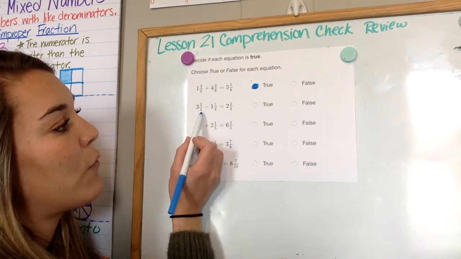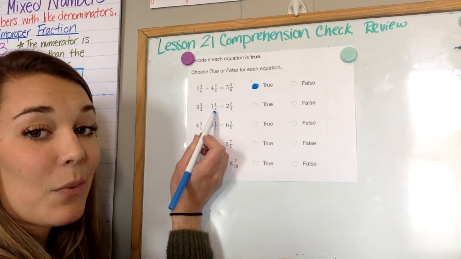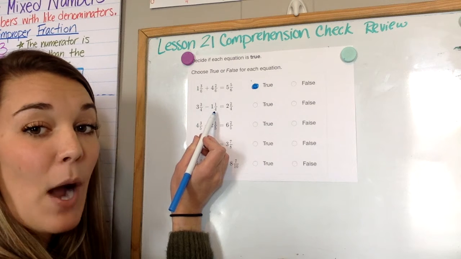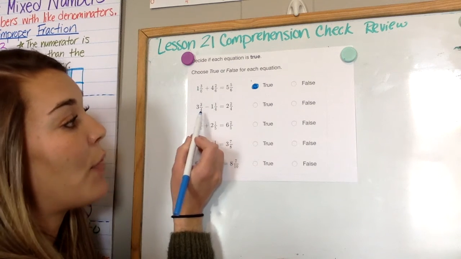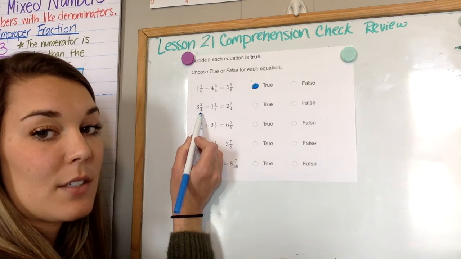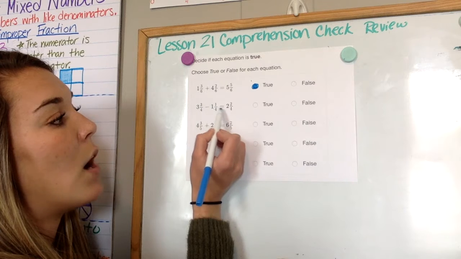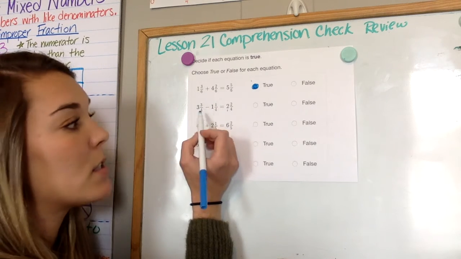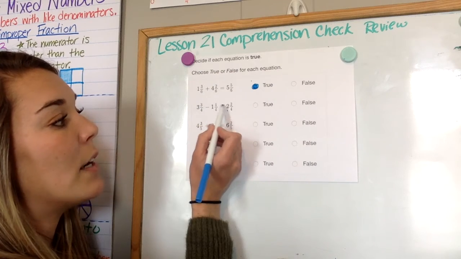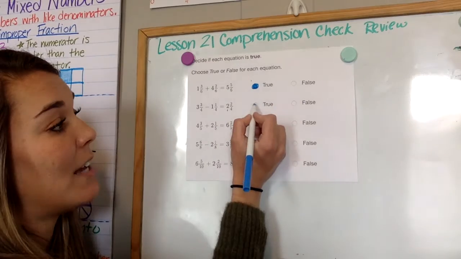Okay, 3 3/4 minus 1 1/4. Here, we're lucky because we don't have to make improper fractions because you can take 1/4 away from 3/4, right? So first we subtract the whole numbers. 3 minus 1 is 2. Then we subtract the numerators in the fractions. 3 minus 1 is 2. And my denominator is 4. Correct again.